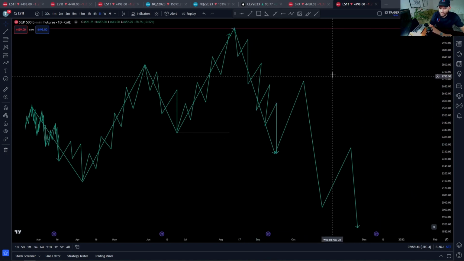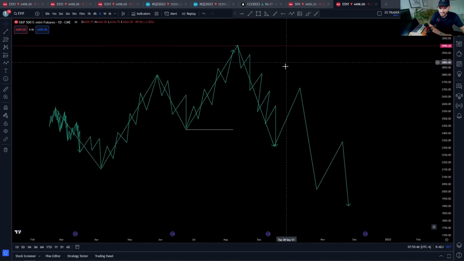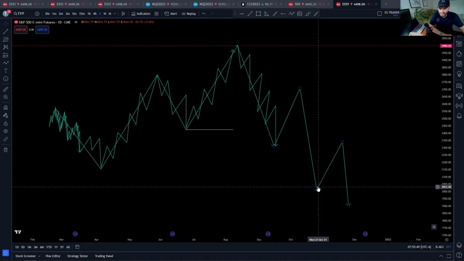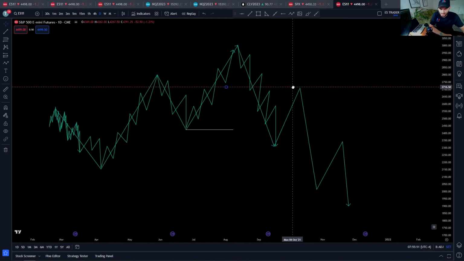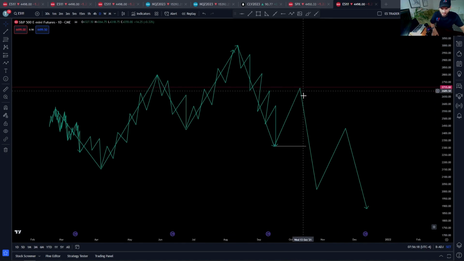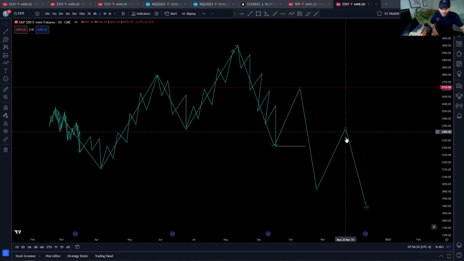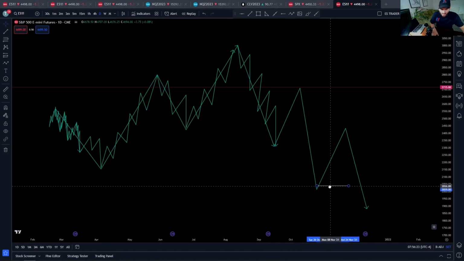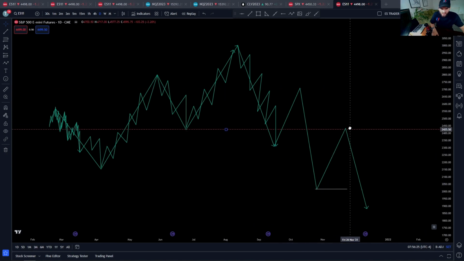Okay, and now we're just following price action on that hourly. So this high, which creates this low, this then becomes our protected high. When this low gets taken out, this becomes our protected high. When this high takes out this low, this becomes our protected high. And we just follow price down.